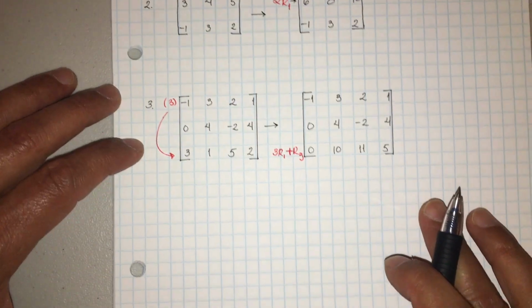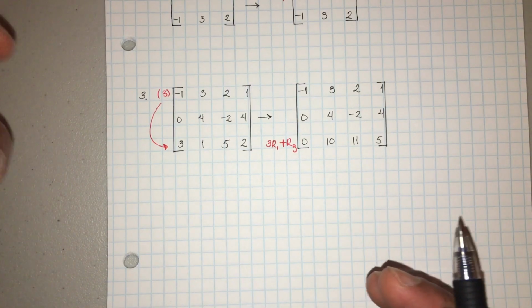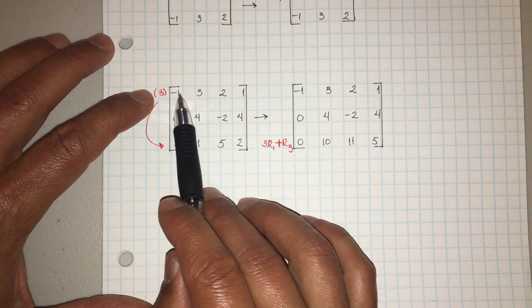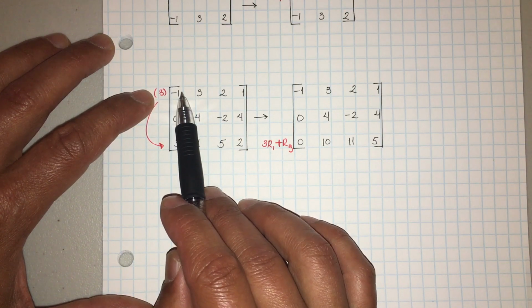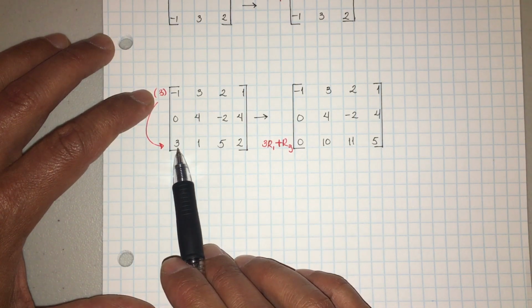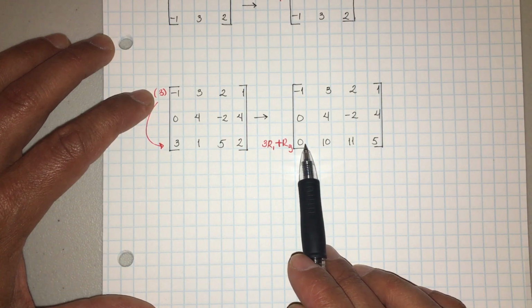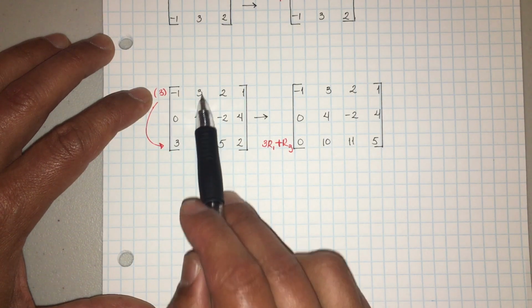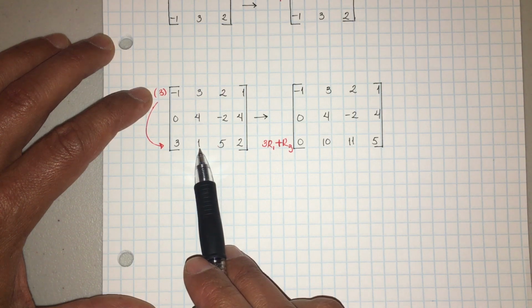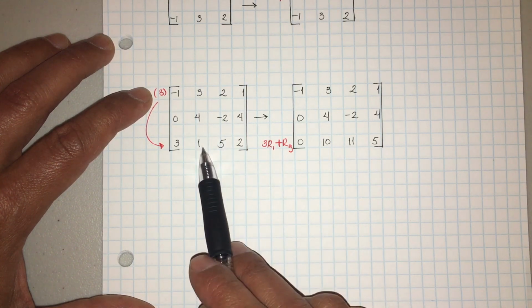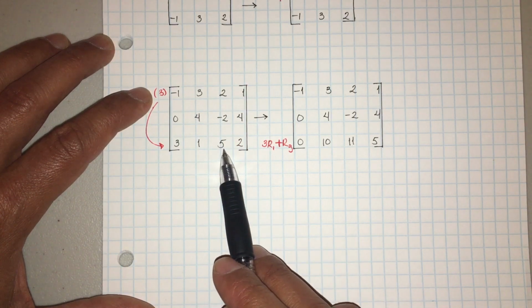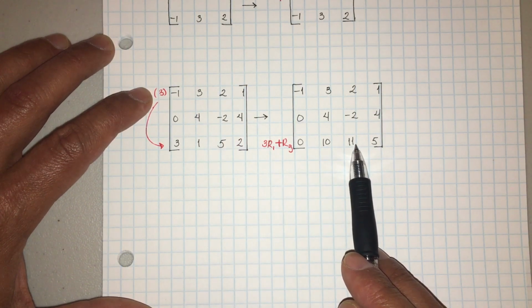Now, you've got to be careful with these, because if you see numbers all over the place, you just have to be careful. So 3 times negative 1 is negative 3. Negative 3 plus 3 gives you what? 0. 3 times 3 is 9. 9 plus 1 is 10. You see it's in the same column. 3 times 2 is 6. 6 plus 5 is 11.